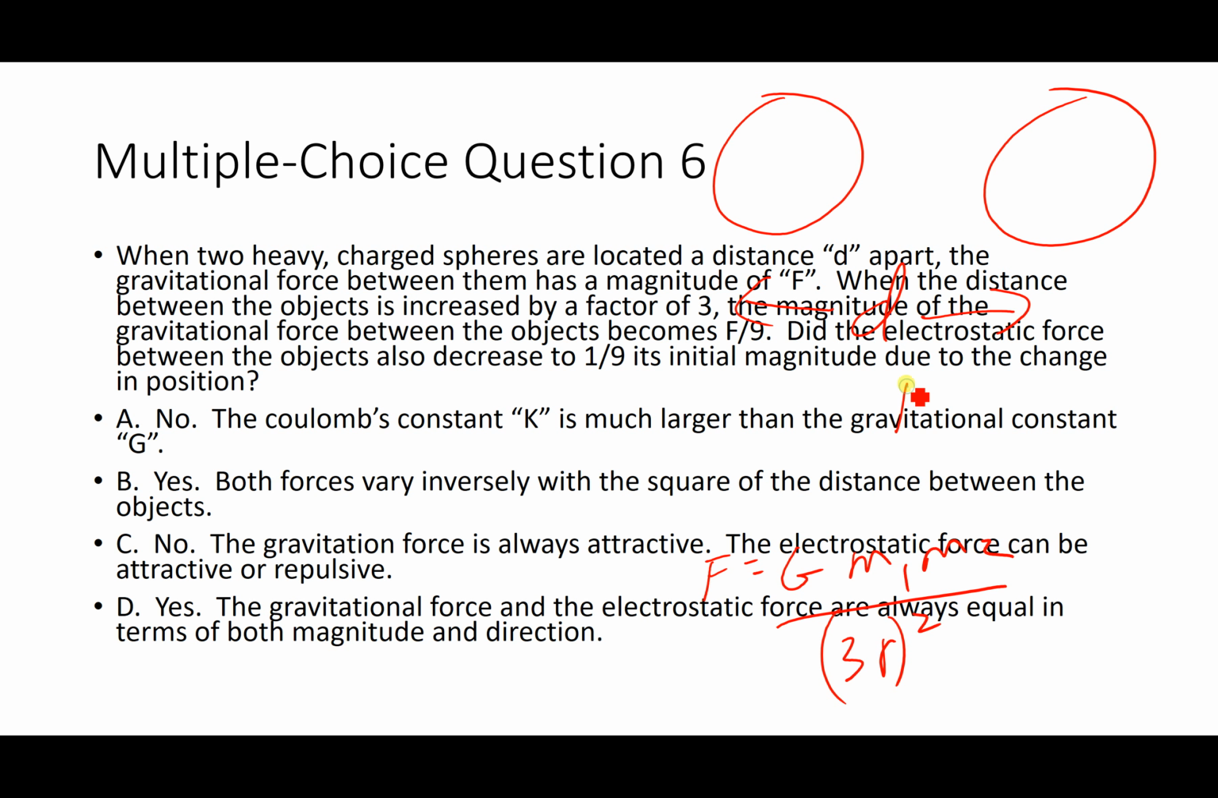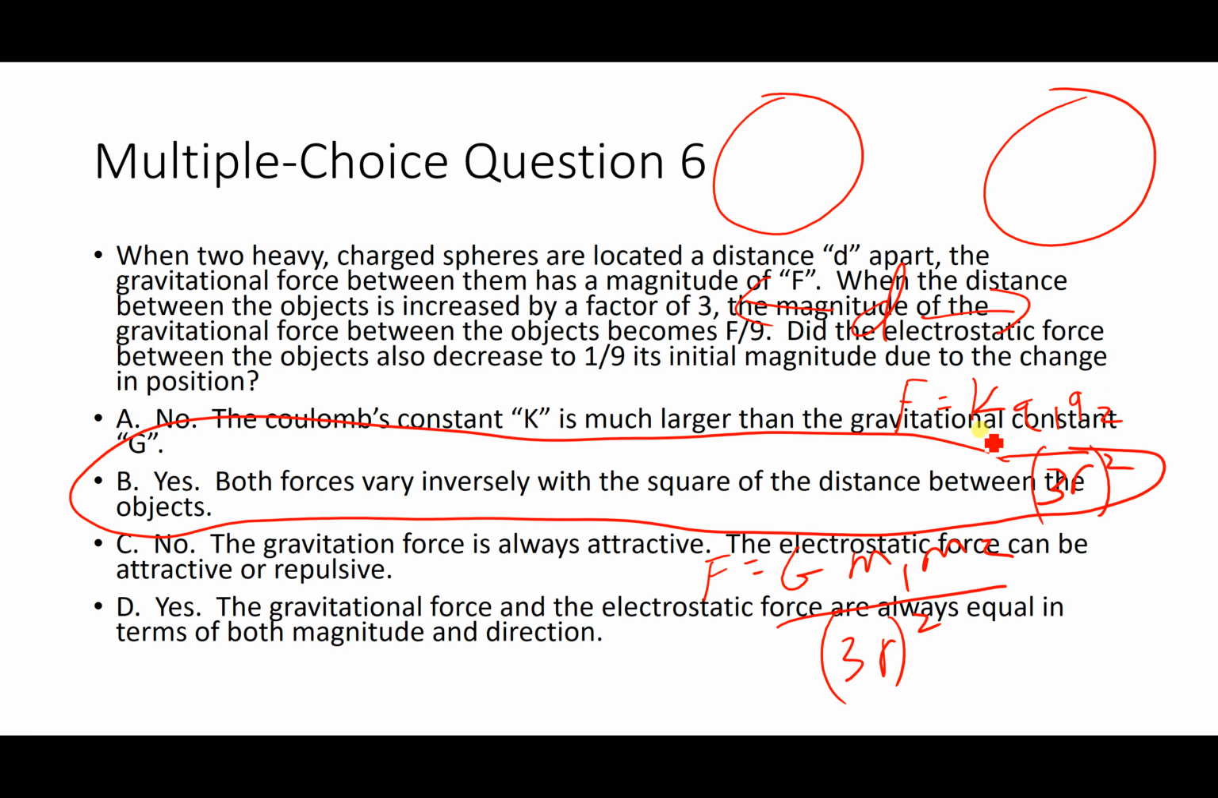Remember that Coulomb's law looks almost just like that. It's also an inverse square law. So when this distance becomes increased by a factor of 3, that 3 gets squared, and the new force is 1/9 of the original force. So the answer is yes, and it's because they're both inverse square laws, which is essentially what choice B tells us.